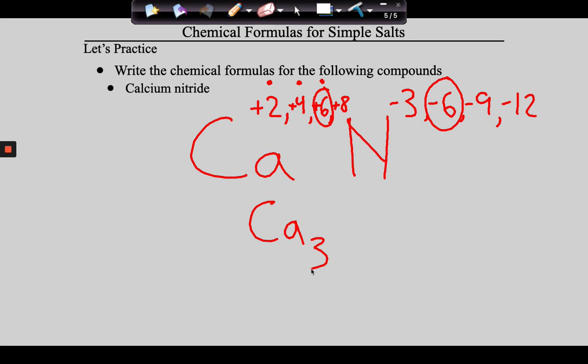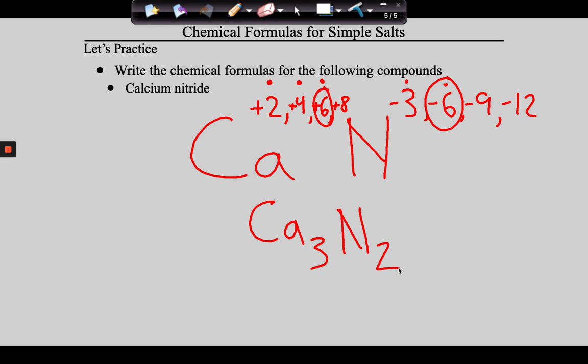Now guys, how many nitrogens do we need to be -6? 1, 2. So this then would be calcium nitride. 3 calciums gives us +6. 2 nitrogens gives us -6. And that would be calcium nitride, Ca3N2.